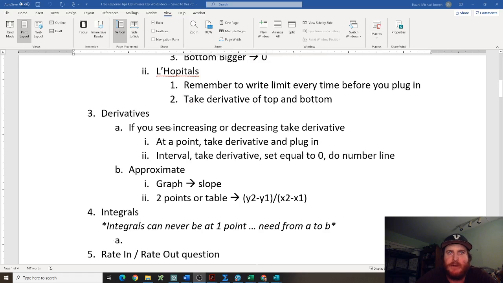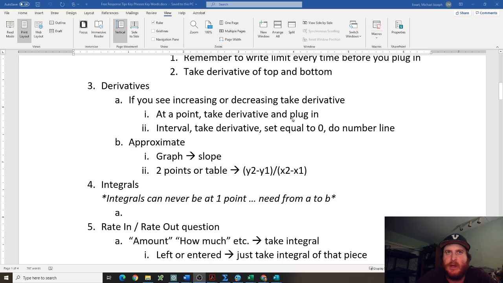Okay, for derivatives, anytime you have derivatives on the free response, if you see increasing or decreasing, you're going to take the derivative. So those are key words. You see increasing, you see decreasing, you take the derivative. If it says at a point, you're going to take the derivative, plug it in.